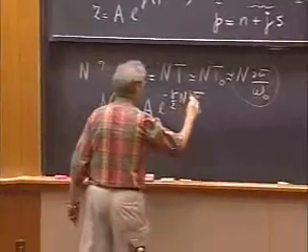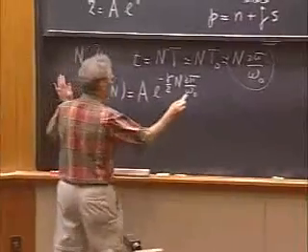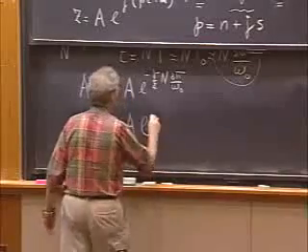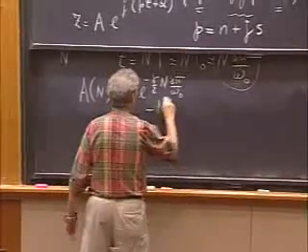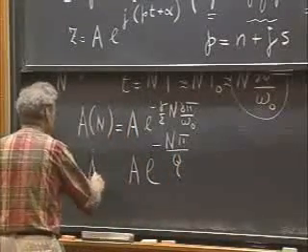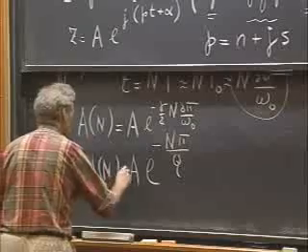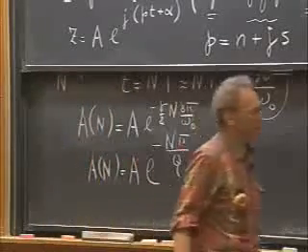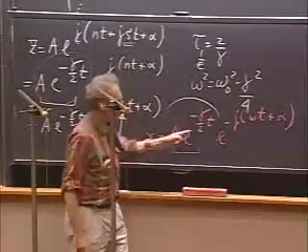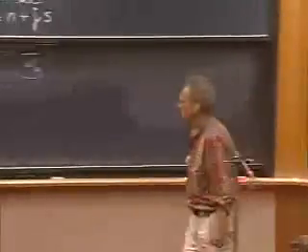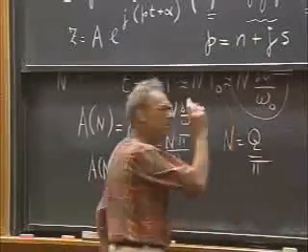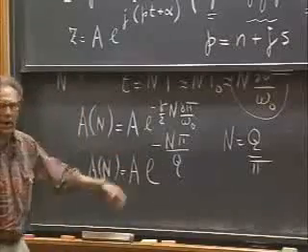And you lose a 2, but omega 0 divided by gamma is Q, and so now you have it in a form which is minus n times pi over Q. Now, is this any different from what we had before? No. Here we say, I have to wait 2 over gamma seconds for the amplitude to go down by a factor of e. Here we say, if n is Q divided by pi, then the amplitude goes down by 1 over e.